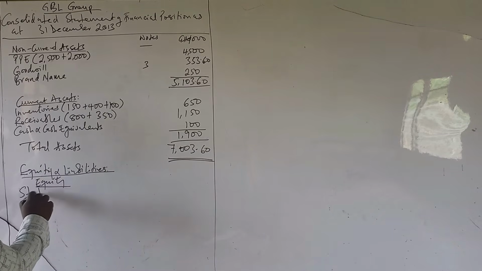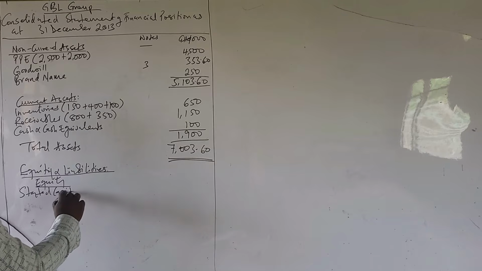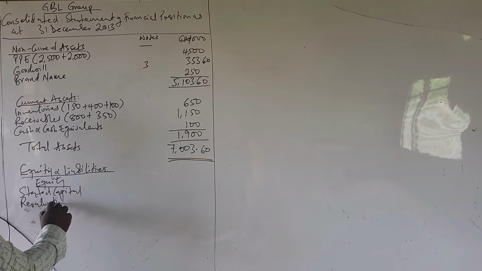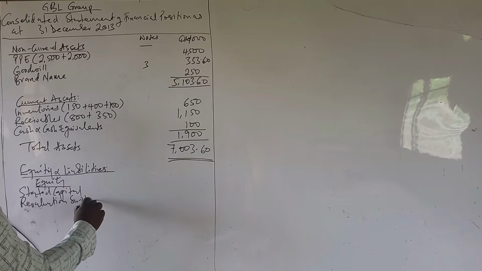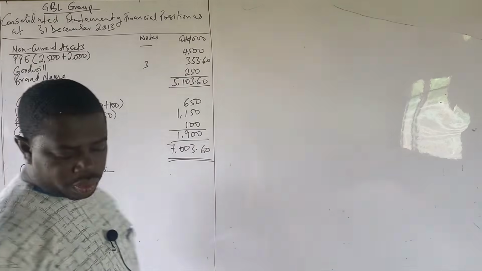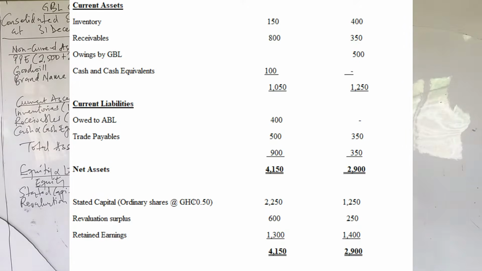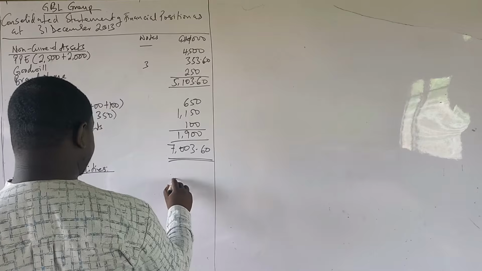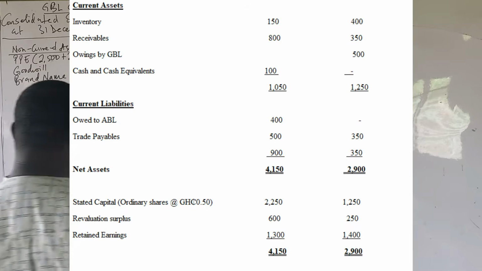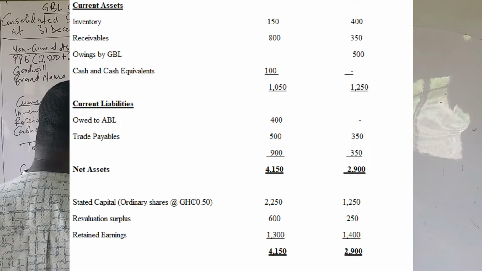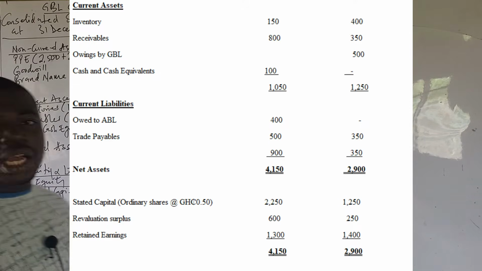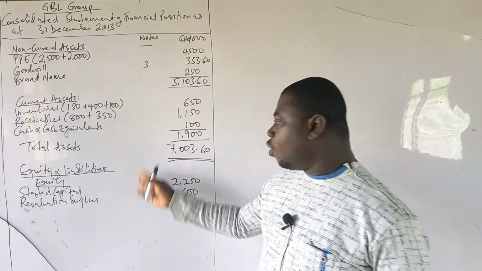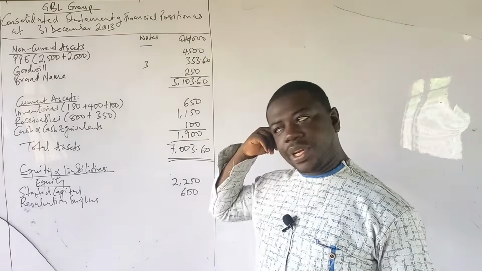For the equity, I told you that the stated capital will be that of the parent company only. Same with the revaluation surplus. It's going to be that of the parent company only. So the stated capital for the parent company was 2,250,000. So that is 2,250. And the revaluation surplus for the parent company is 600. In fact, when it comes to the items of equity, apart from the group income surplus that we did workings, almost every other thing is that of the parent company alone.